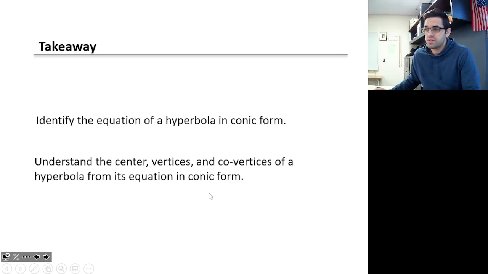Alright, so that's the first step for hyperbolas. We've identified some key features: the center, the vertices, and the co-vertices. In the next lesson, we're going to unpack a couple more key features, and then we'll kind of wrap it all together. And again, co-vertices are just this thing that we've mentioned, but we haven't really talked about the why. We'll get more into that in the next lesson.